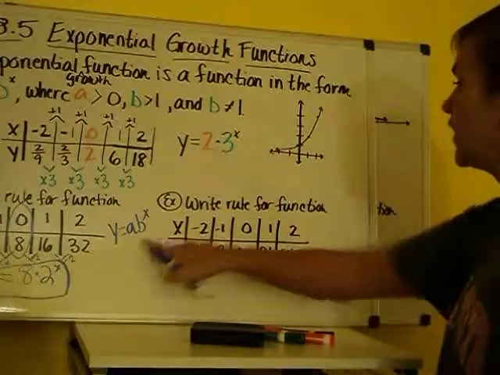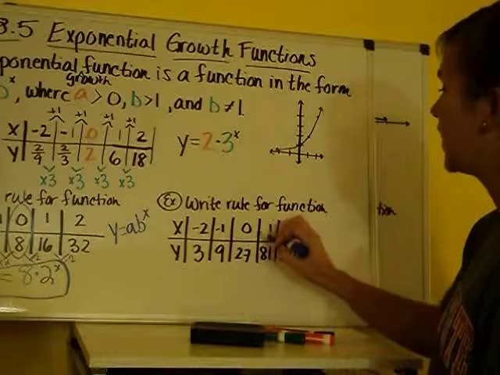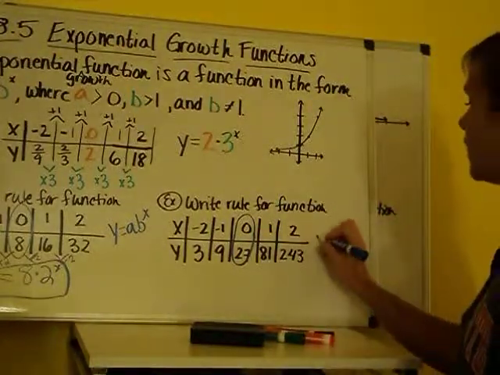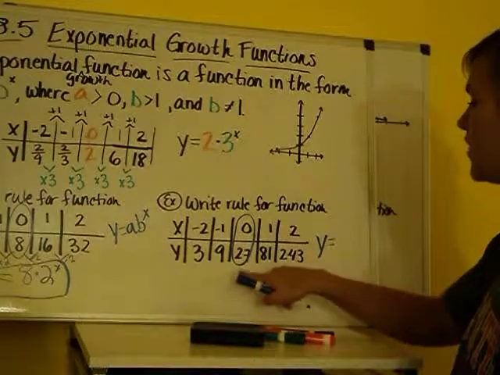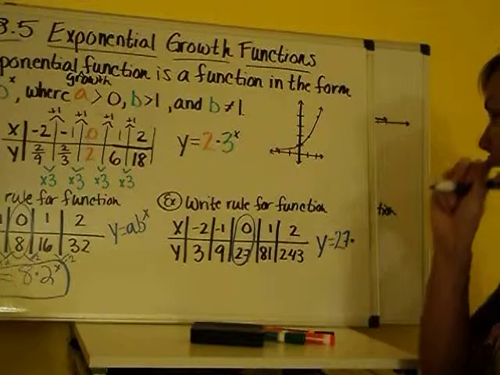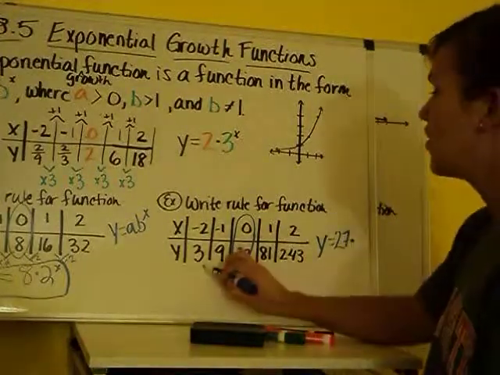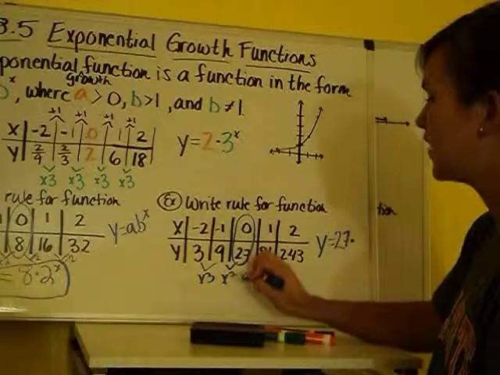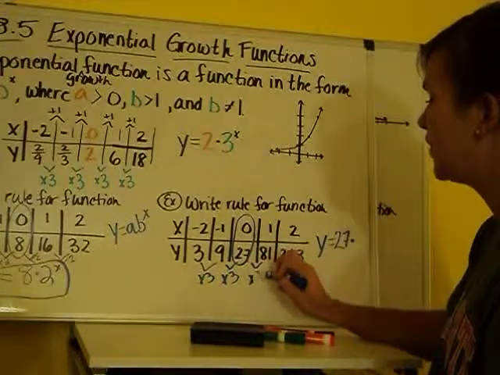Okay, again, we're going to go in this form. First thing we can identify is our y-intercept. So we're going to have y equals, our y-intercept is 27 times. Okay, now we need to figure out what we're growing by. So 3 to 9 is times 3. 9 to 27 times 3. 27 to 81 times 3.